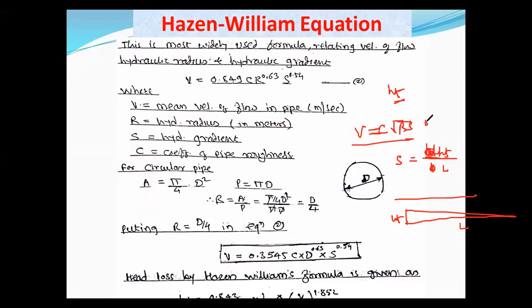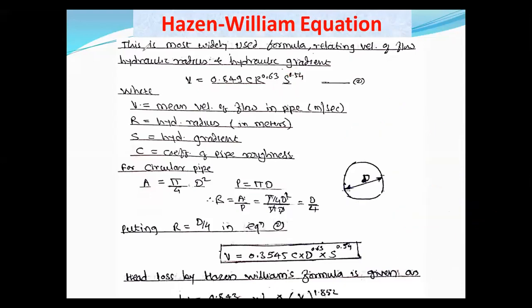Okay, and in this way we can get the value of this head loss due to friction. From this equation, once you get the value of S, then you can easily find the value of HF by multiplying it with the length of the pipe. So you will get here the value of head loss due to friction. Has everyone understood the thing here?